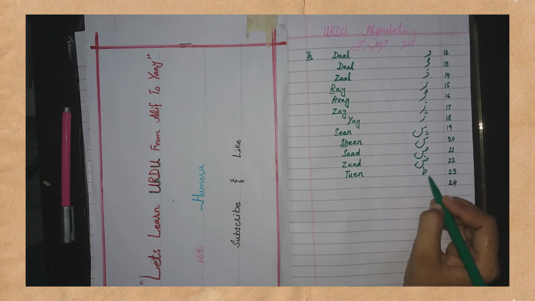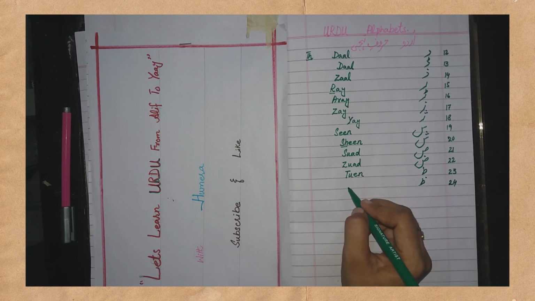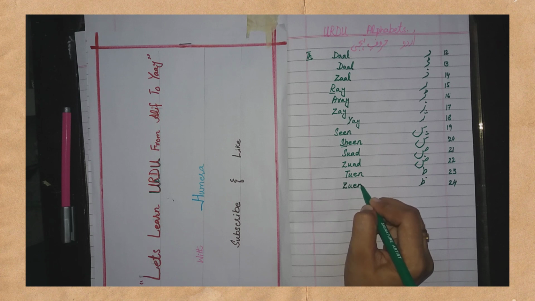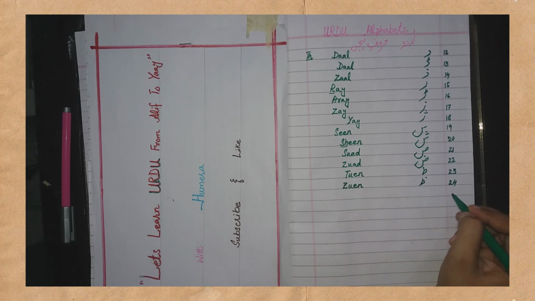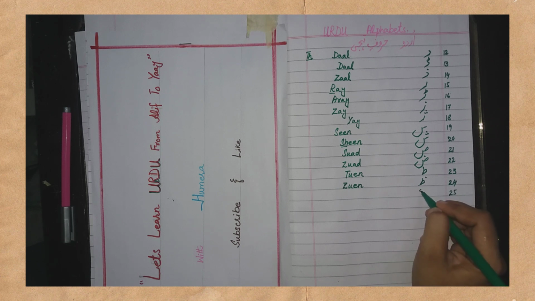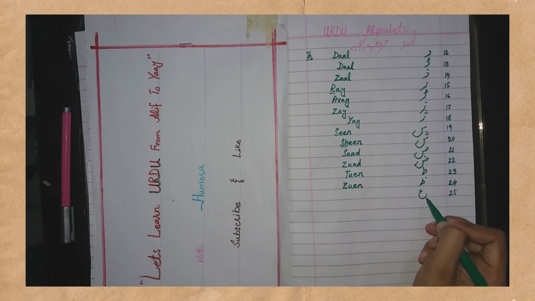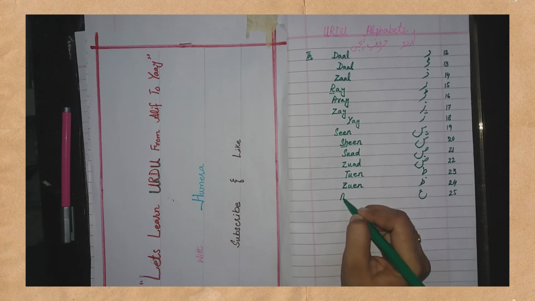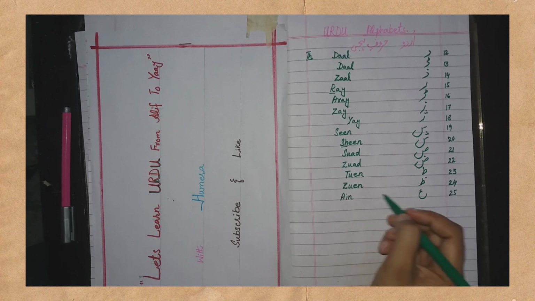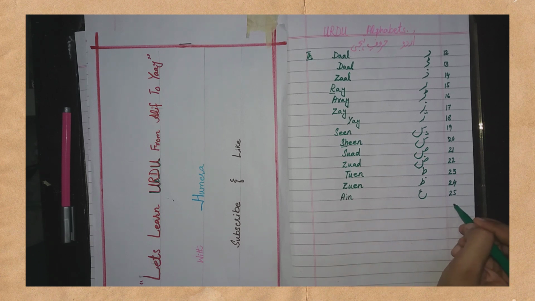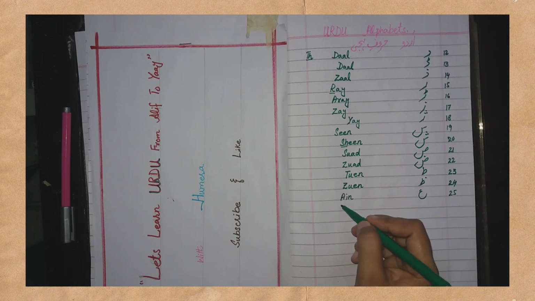24th is Zoe. Zoe has the same shape, but it has one dot on it, and it is the same sound like Z. Okay, next is An. It has a different shape, and it is called An. And it has the same sound like A.